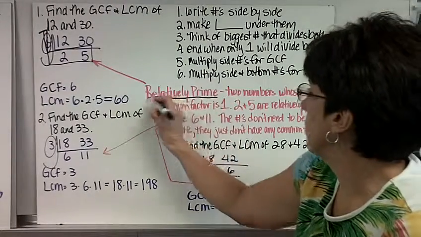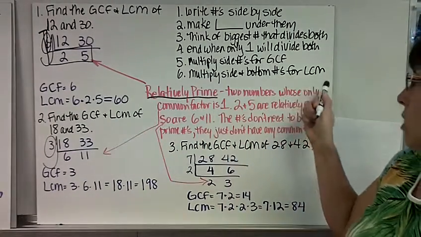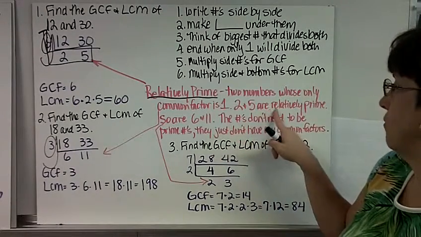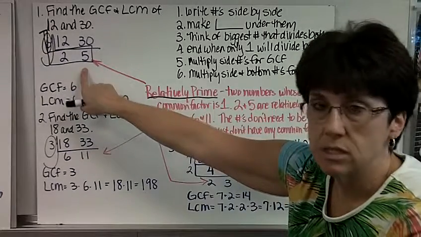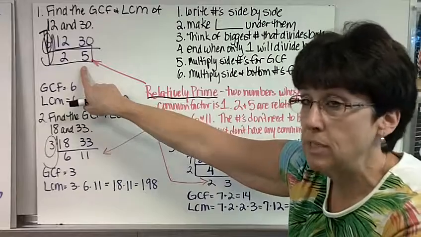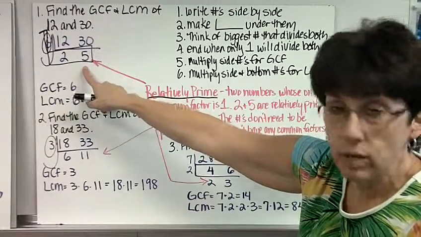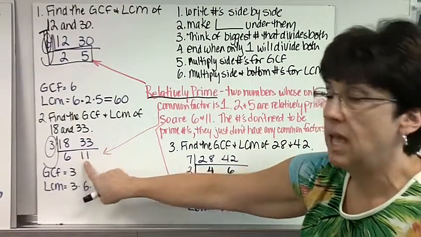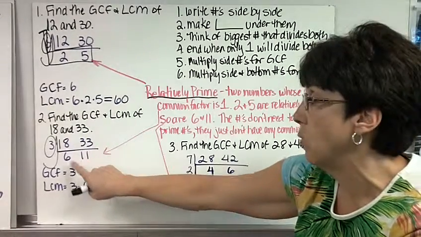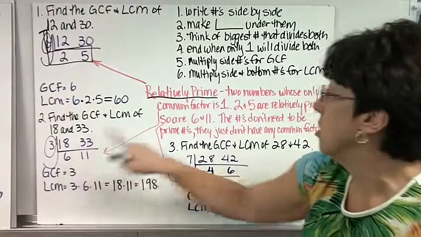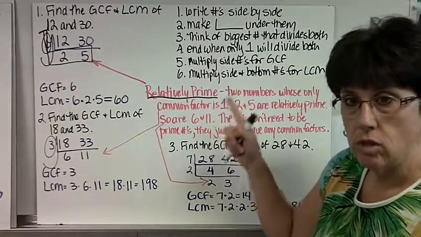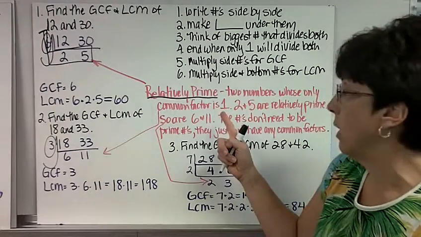Relatively prime is when two numbers only have a common factor of 1. So I would say that 2 and 5 are relatively prime because the only common factor they have is 1. They also both happen to be prime numbers, okay? But they don't have to be prime numbers, because 6 and 11 are also relatively prime because the only common factor they have is 1, but 6 is not a prime number. So you say two numbers are relatively prime when the only common factor they have is 1, okay?